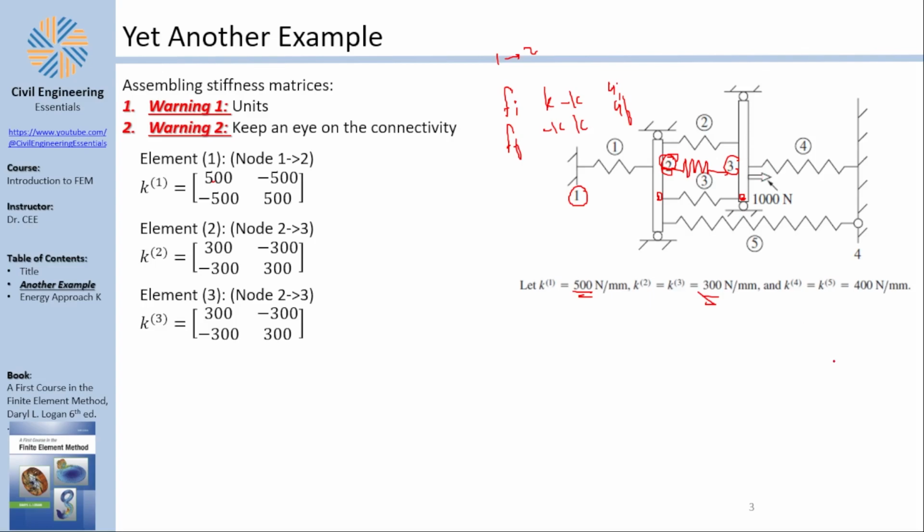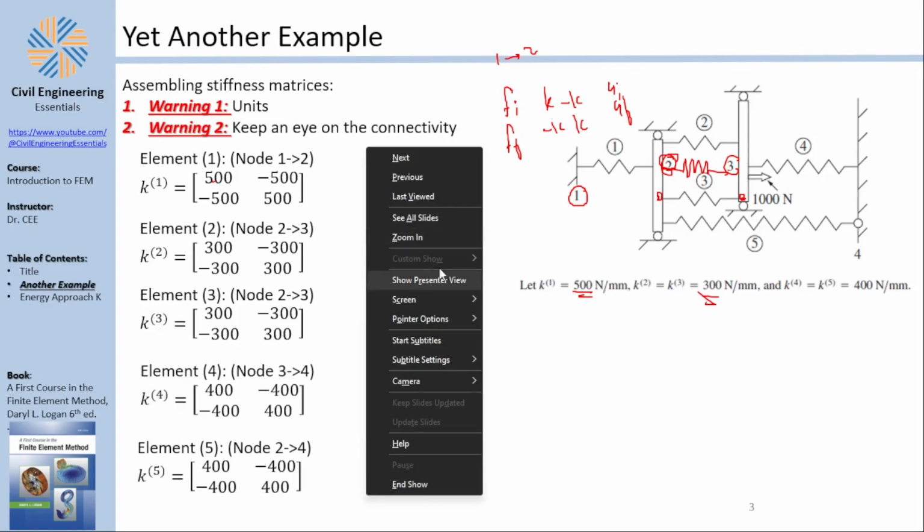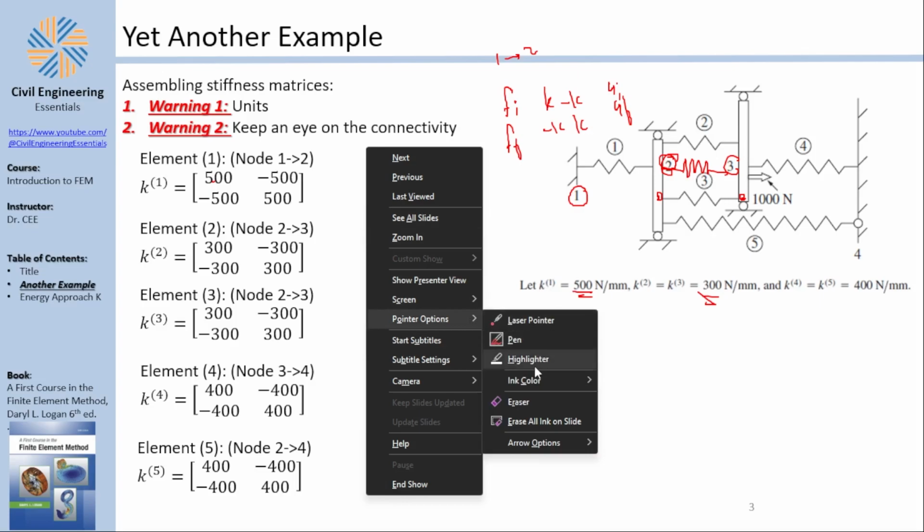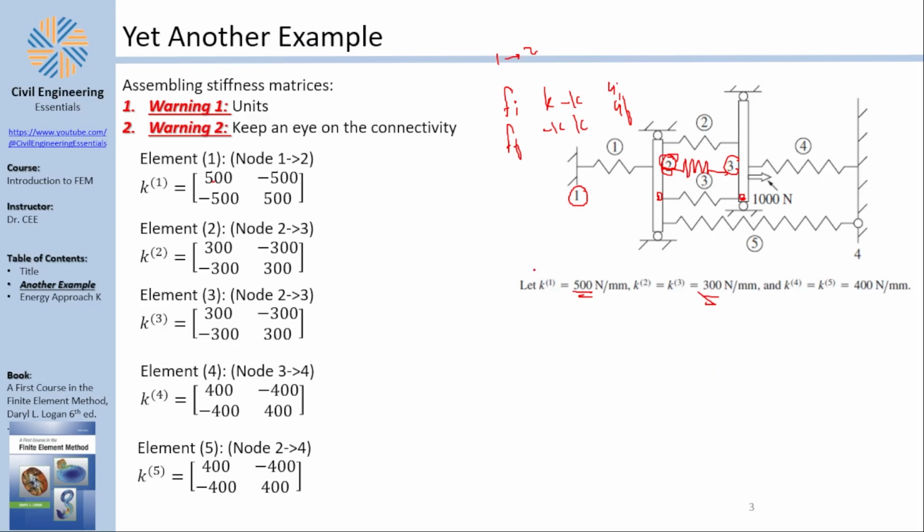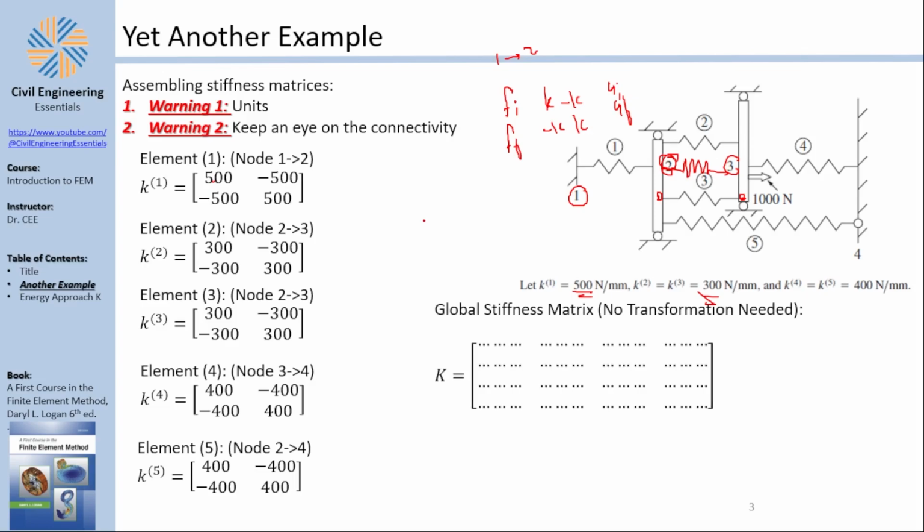Element number 4 has a stiffness of 400, so you will see 400s everywhere, and 500s everywhere in elements 2, 3, or 4 and 5. Now this is so far simple. I hope that you're getting bored, because if you're not getting bored, then I suggest that you check out the previous lecture. If you're getting bored, then you are perfectly fine. With that being said, let's start our global stiffness matrix.